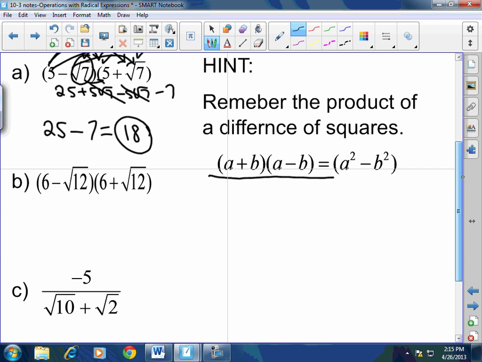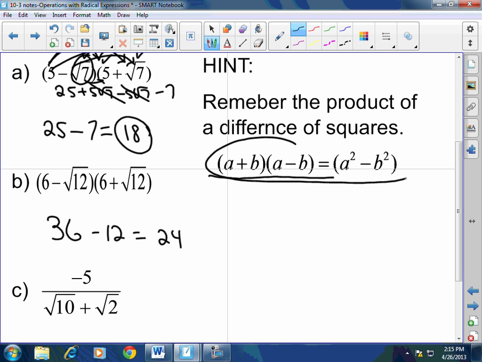Here, when I'm multiplying the conjugate 6 minus square root of 12 and 6 plus square root of 12, 36 minus 12, which equals 24. How and why did I do that? I memorized this formula. Okay? 6 times 6 is 36. Then plus 6 radical 12 minus 6 radical 12, and negative radical 12 times square root of 12 is going to be minus 12. Those cancel. 36 minus 12 is 24.